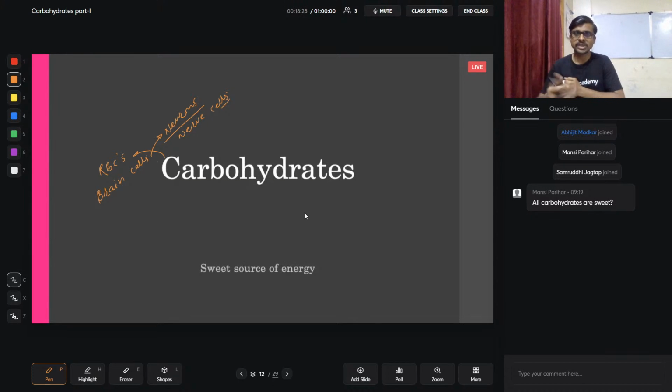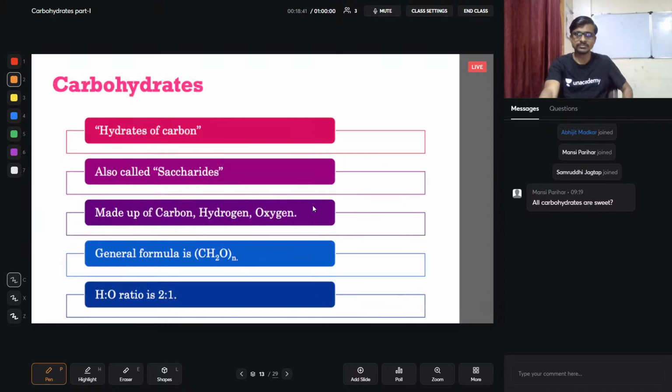Okay, so carbohydrate is a good source of energy. It is considered the principal source of energy because a few cells are not going to use any other component as a source of energy, and that's why it's a principal source. Carbohydrates are the hydrates of carbon. So we call it hydrates of carbon. I mean, if you add CO2 and H2O, it will definitely convert into carbohydrate.